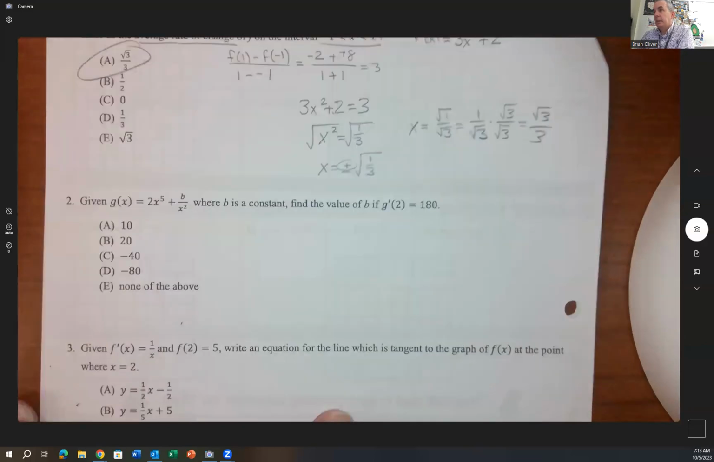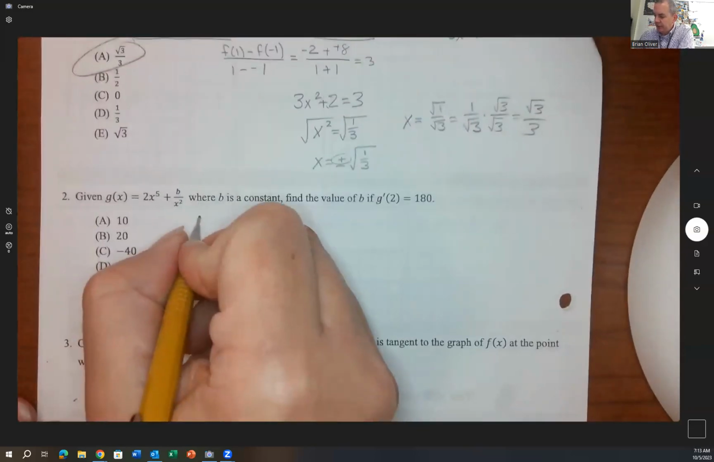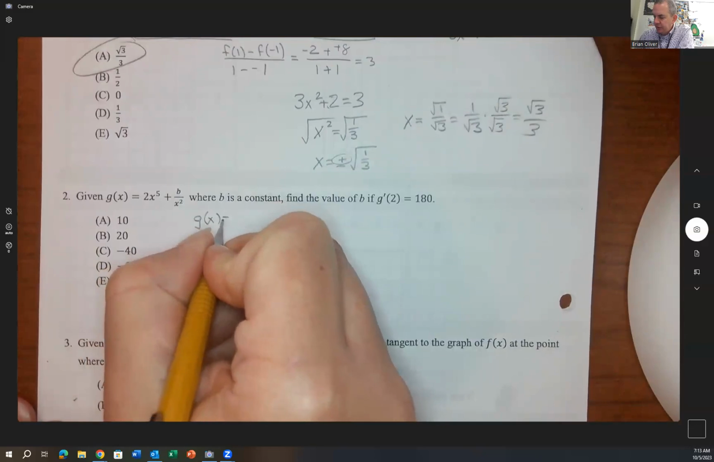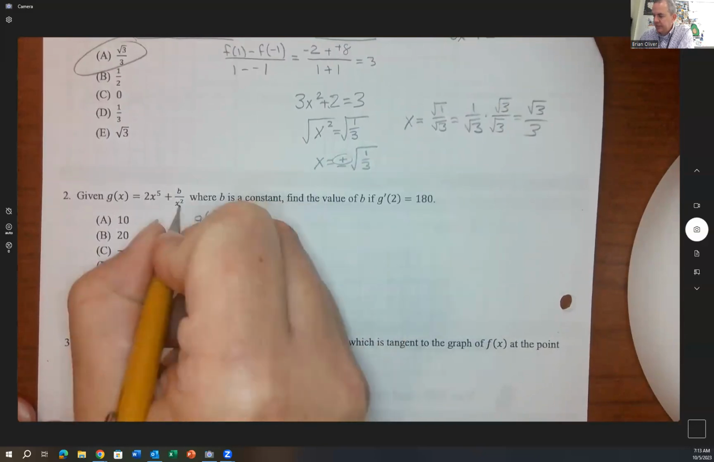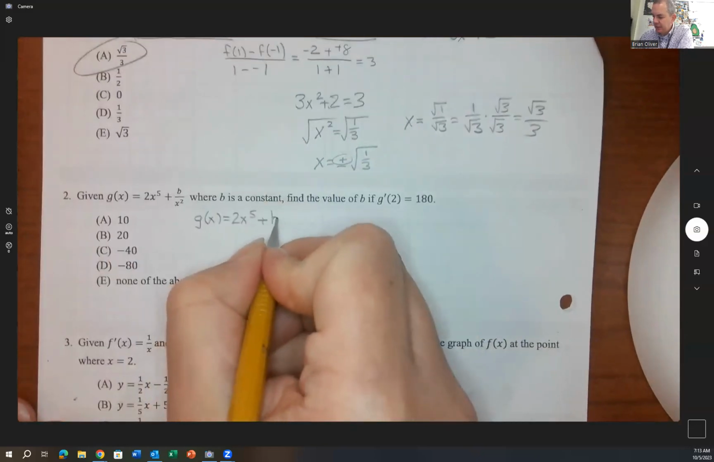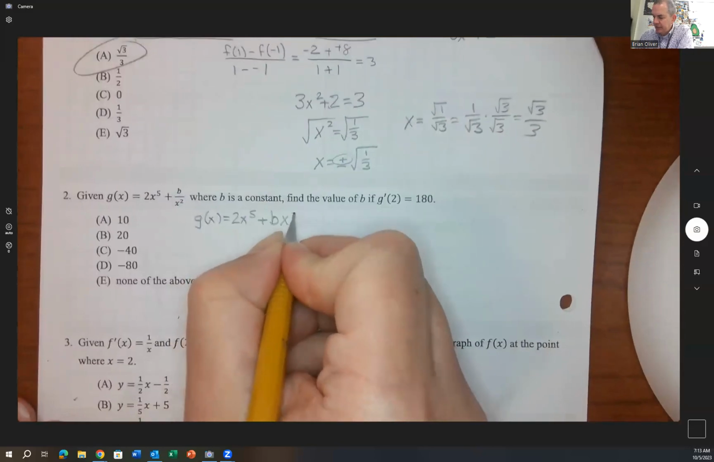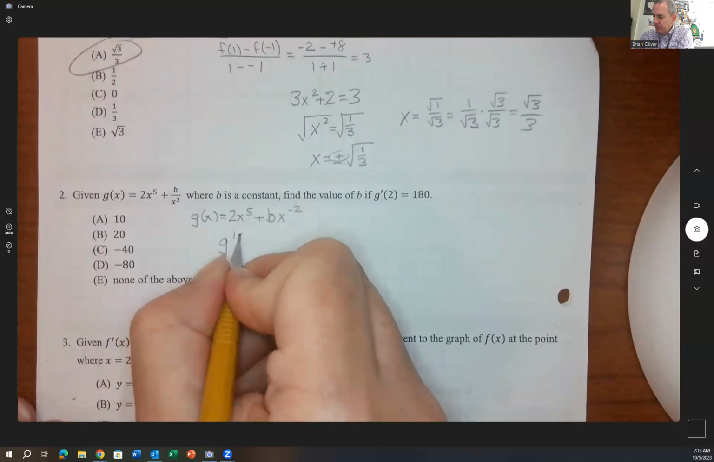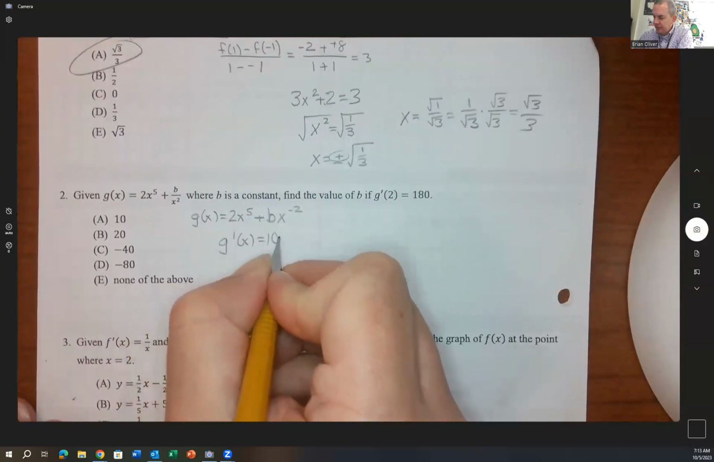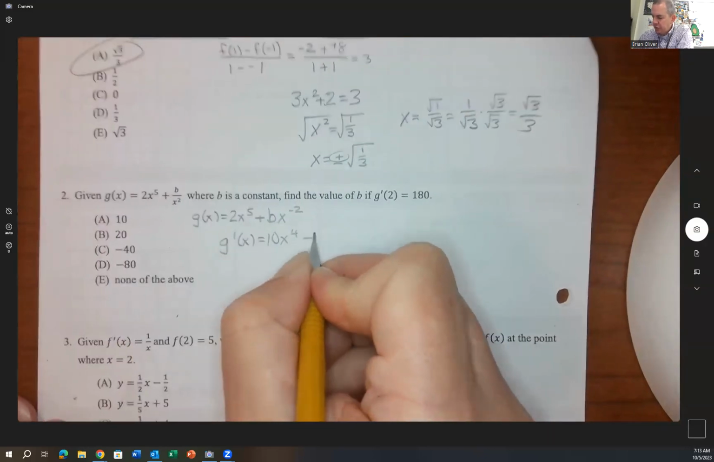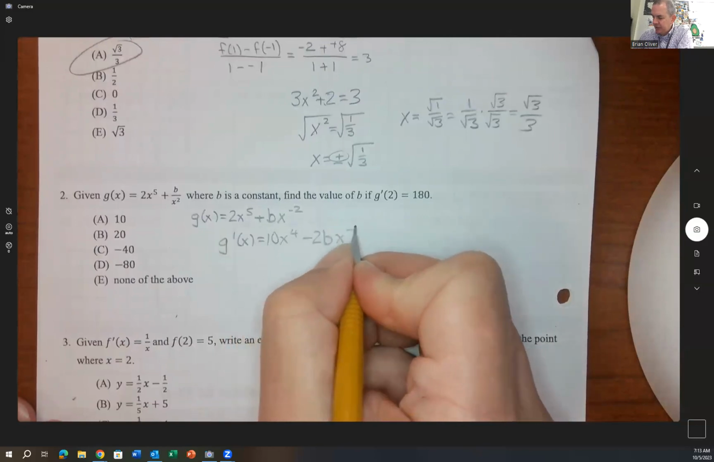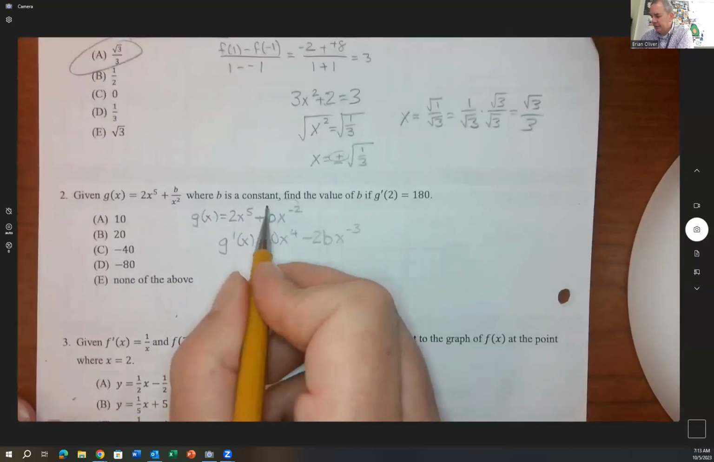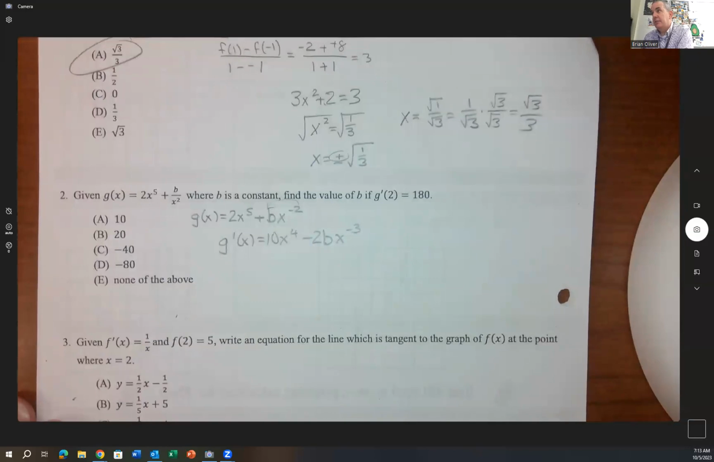Next one. Right now we need to rewrite this. So g of x is going to be the same as 2x to the 5th. Since that x is in the denominator, the b stays up top, x to the -2. We're going to take the derivative. So g prime of x is going to equal 10x to the 4th minus 2bx to the -3. The -2 comes up front. The b is just a constant, and we drop the exponent by 1.